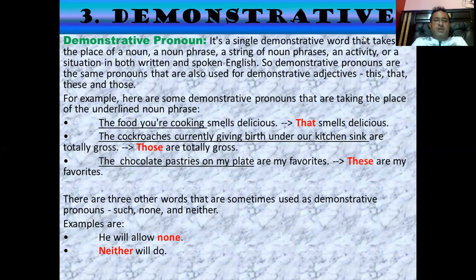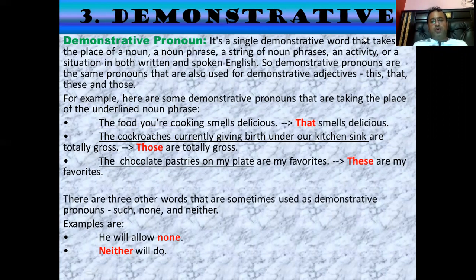The cockroaches currently giving birth under our kitchen sink are totally gross. Those are totally gross. What are those? Those are the cockroaches which are giving birth under our kitchen sink. So here that and those are in the third sentence. The chocolate pastries on my plate are my favorite. These are my favorites. So in all these three examples, that, those, and these are replacing the underlined noun phrase.